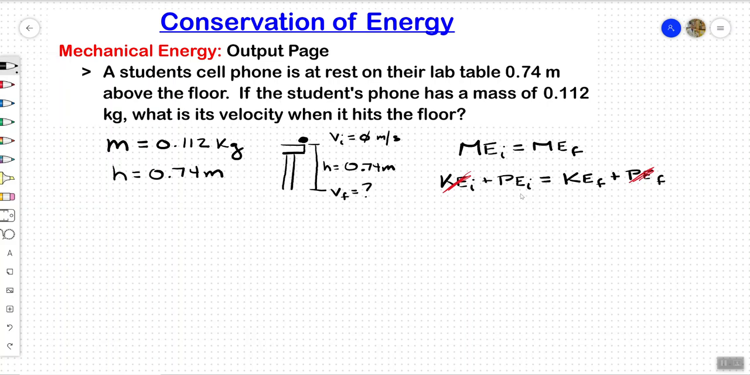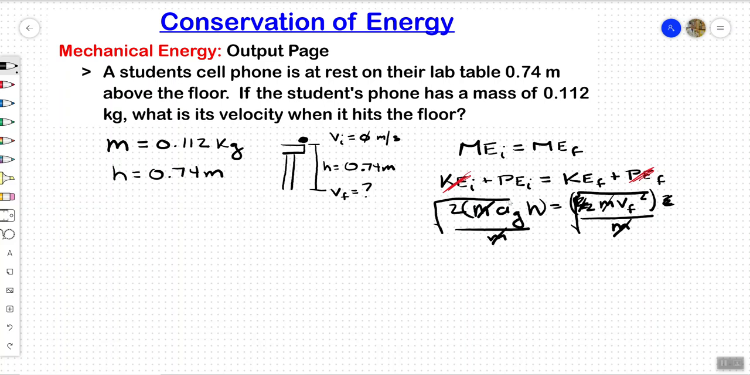So this really just comes down to calculating the initial potential energy and then using that to find velocity. Potential energy initial, mgh, is equal to the kinetic energy final, which is 1/2 m v final squared. With some algebra, I multiply both sides by 2 to get rid of the 1/2, and then divide both sides by m. Interestingly, mass doesn't matter, because it cancels out on both sides. Then this is velocity final squared, so I need to take the square root of both sides.